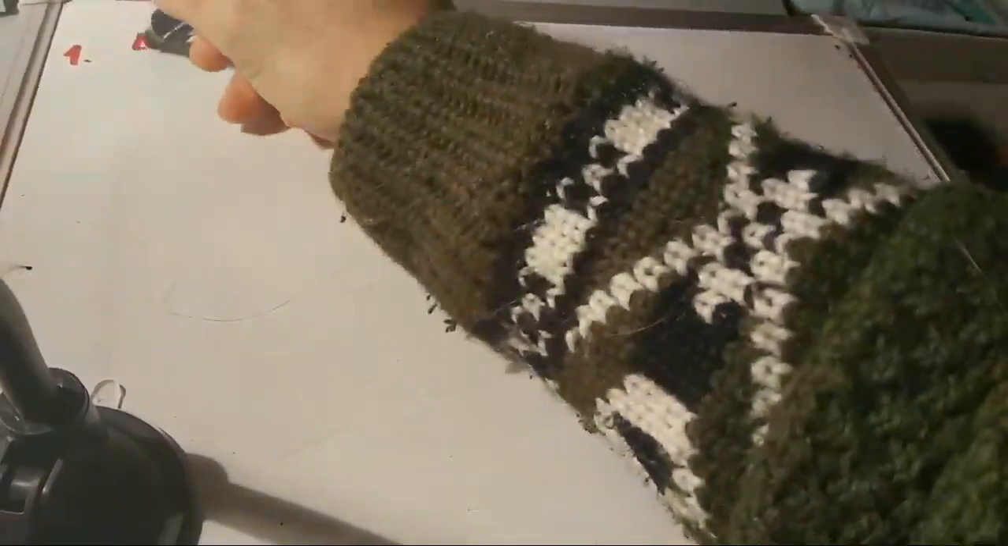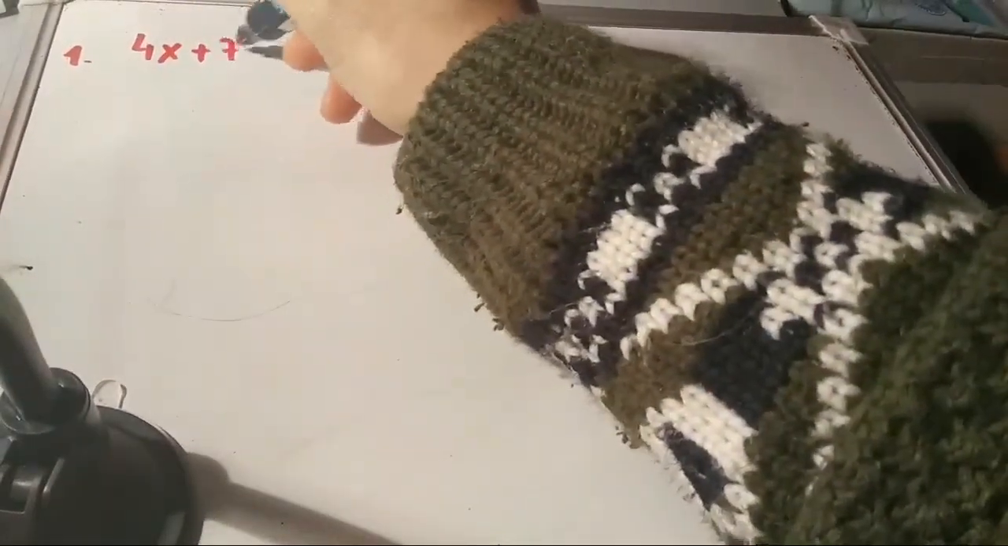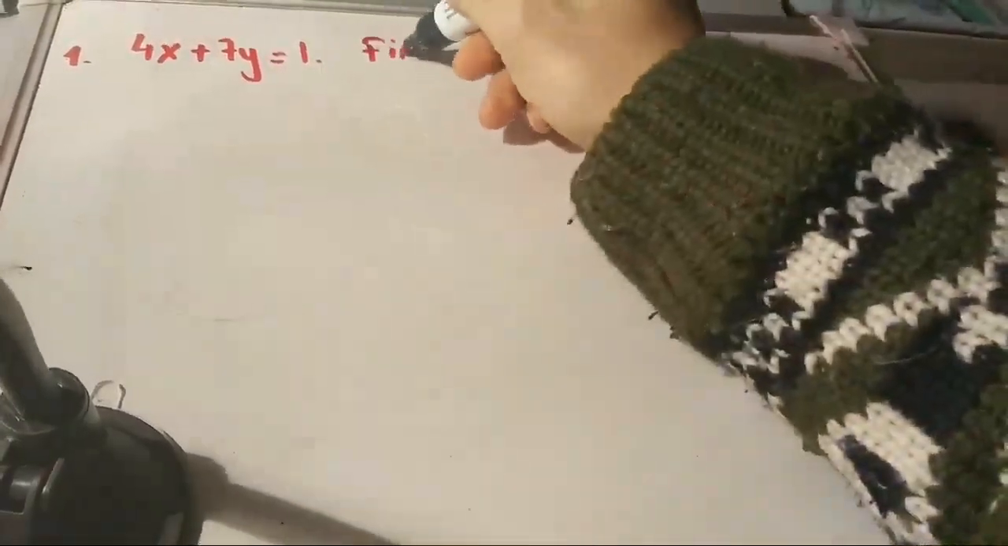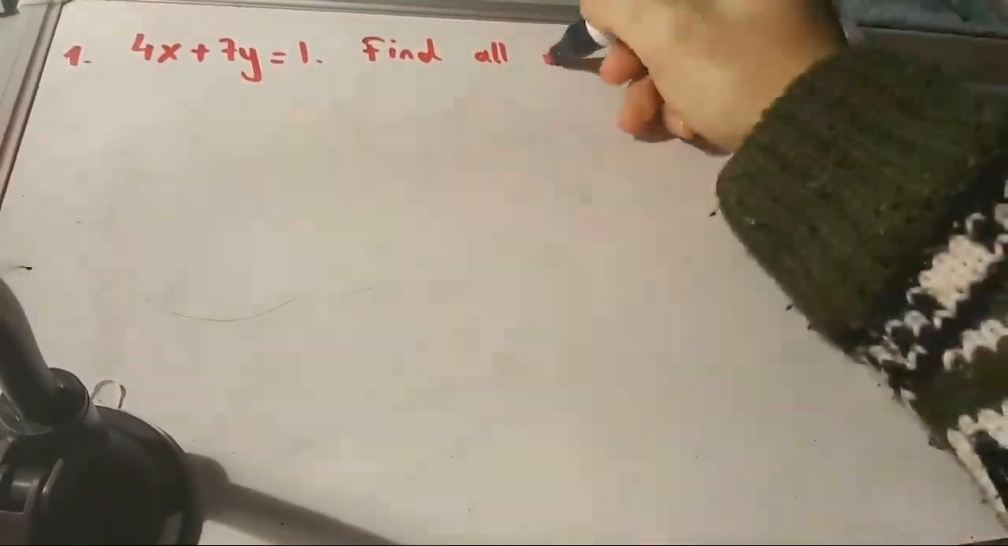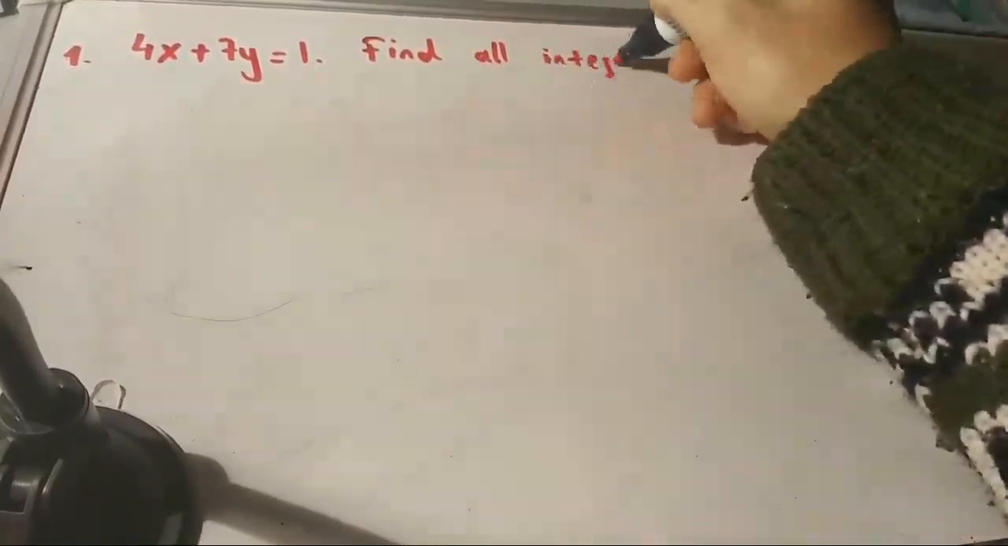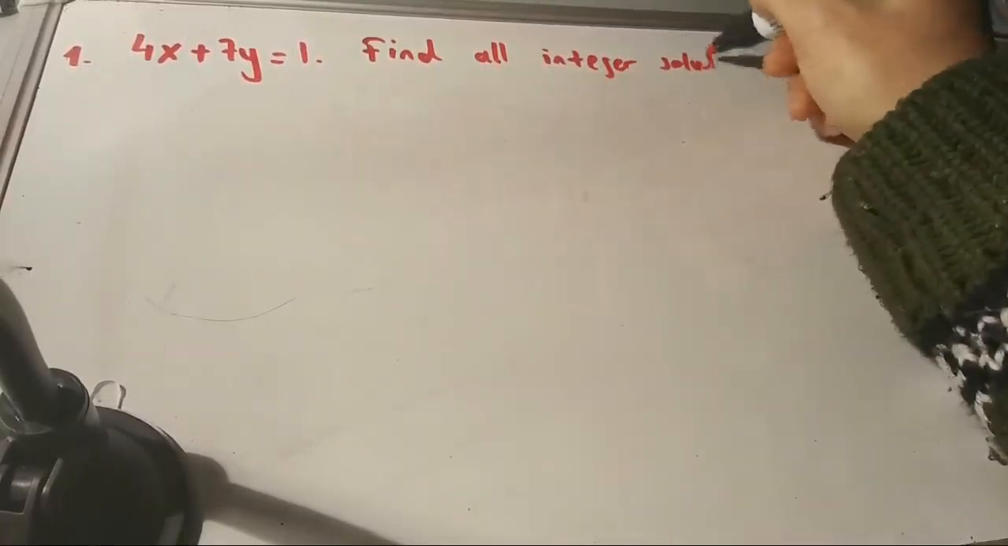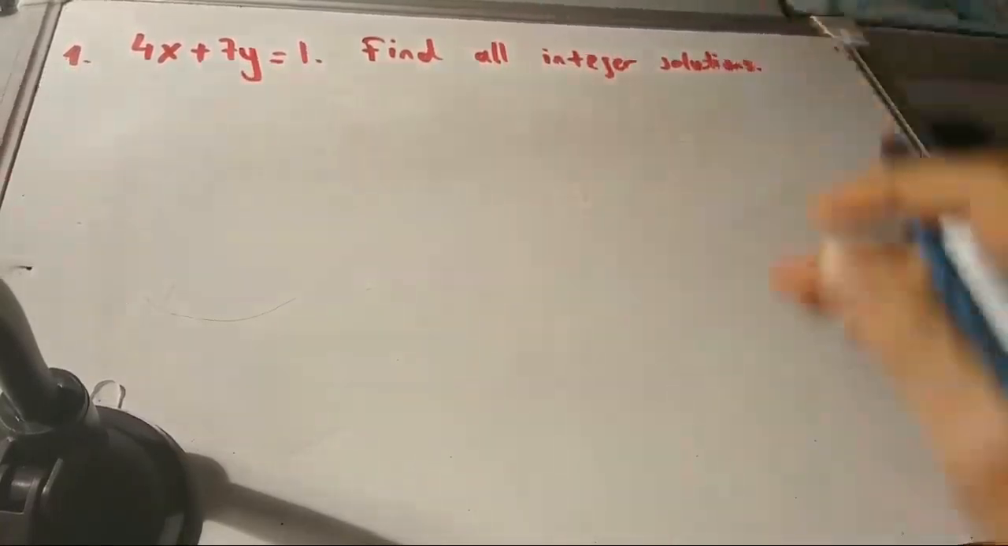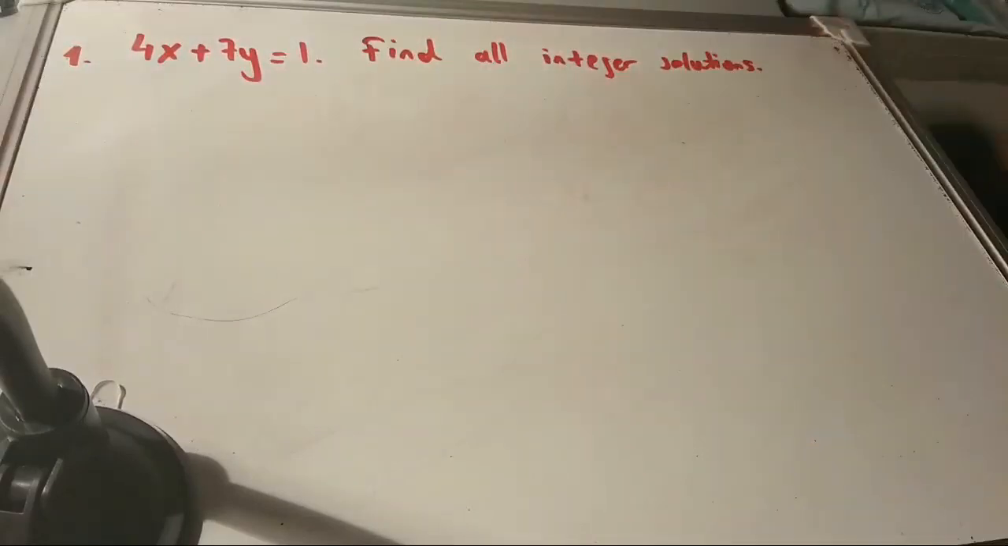Okay, the first question is, 4x plus 7y is equal to 1 is given. And we will find all integer solutions. Find all integer solutions. By using the Bezout linear Diophantine equation, I will just do this in a three-step fashion.